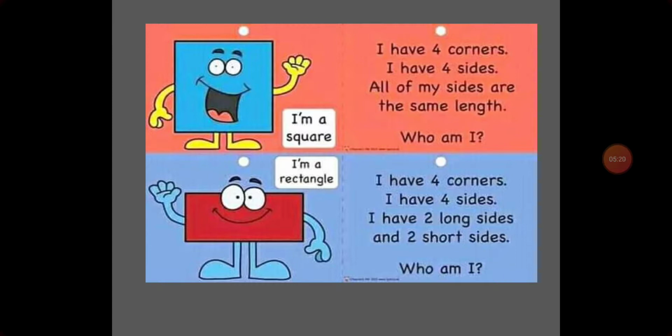All right. Now, I have 4 corners. I have 4 sides. But I have 2 long sides and 2 short sides. Who am I? Well, you are a rectangle. Great.